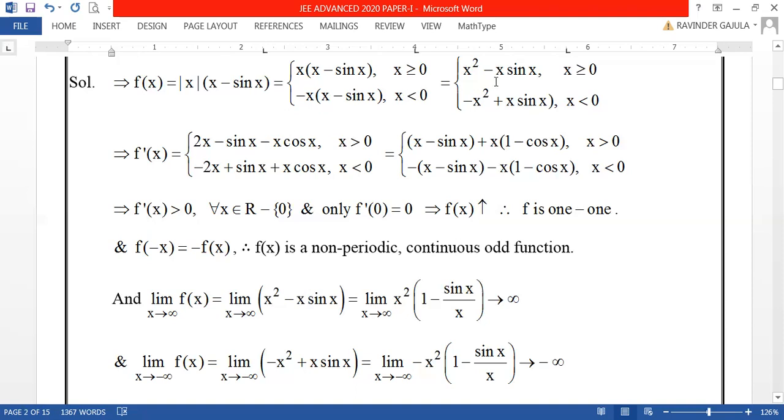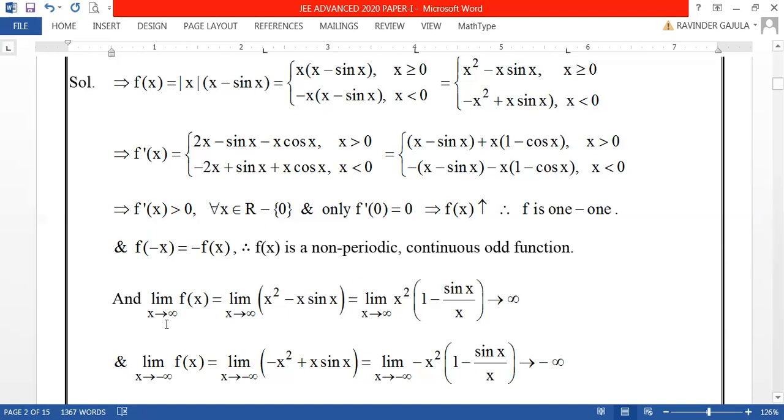You can see x square minus x sin x for x greater than or equal to 0, and minus x square plus x sin x are also continuous, because they are defined for every real value of x. There is no value of x where f of x is undefined. Therefore, f of x is continuous. It is a non-periodic, continuous, and strictly increasing function. Therefore, the range will be from minus infinity to plus infinity.